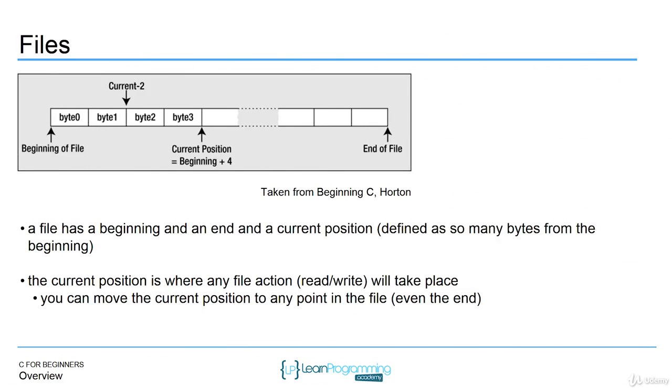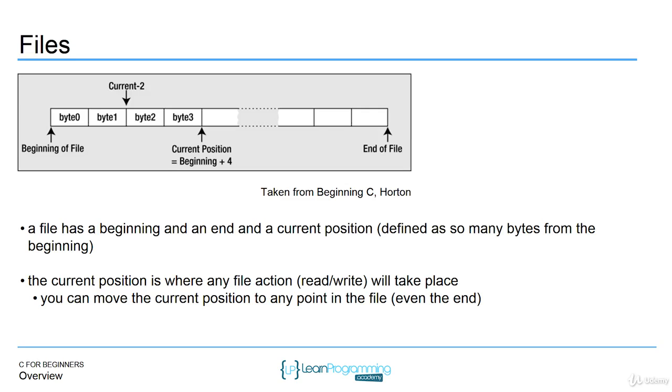So here's what a file looks like and how we're going to read it and write to it using the C programming language. It's just a series of bytes with different offsets. The beginning of the file would be byte 0, and then you can find different positions in the file, could be 4 bytes into it, could be 100 bytes into it. Then you have the end of file, which is usually marked with a special marker called EOF, for end of file.